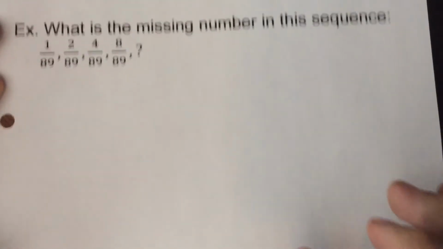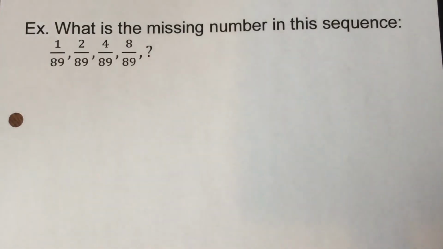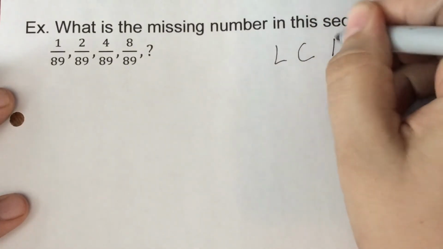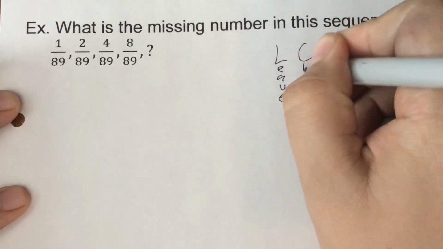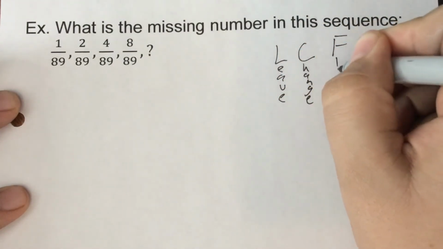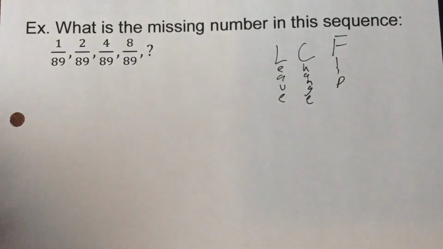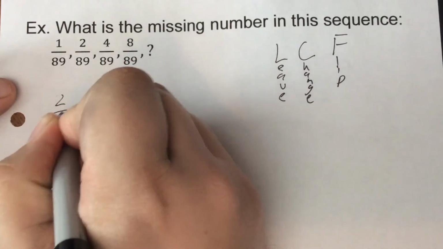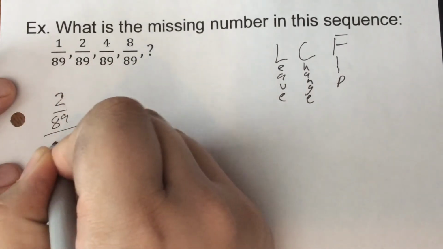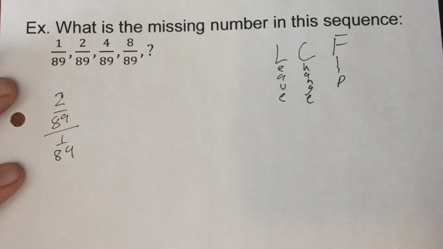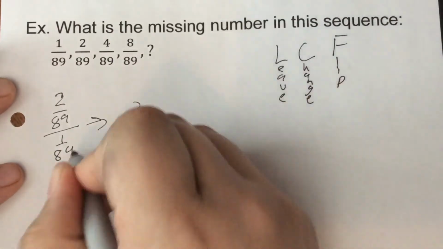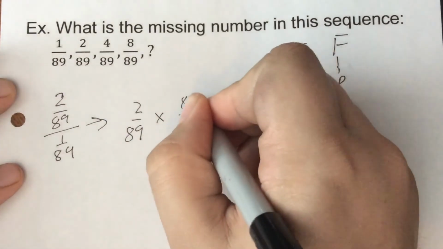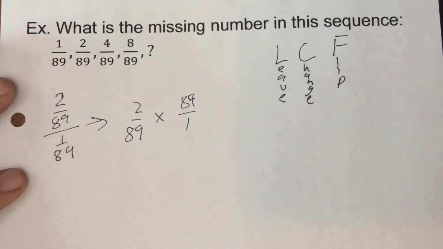So we're also going to have some fractions, which, yes, are a little more complicated when it comes to multiplying and dividing. Because remember, we have to do that leave, change, flip. LCF, leave, change, flip. So first and second one. So 2 over 89, if we divide by 1 over 89, this is where this goes to. We leave the top alone, we change to multiplication, and then we flip the bottom one over, and we multiply it out.